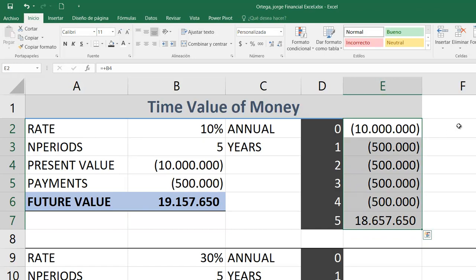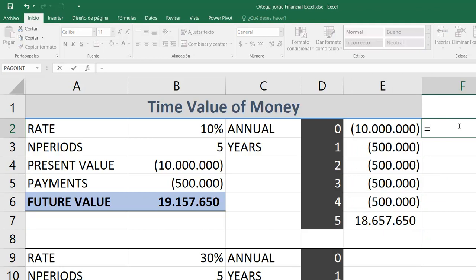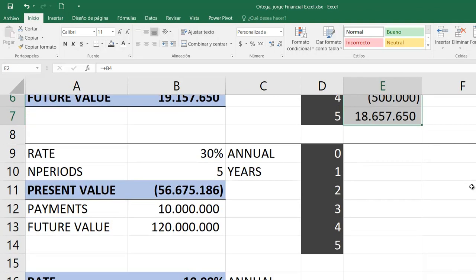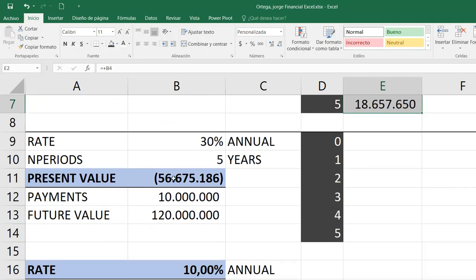So just to check this is right, let's use the IRR formula, and we select all the cash flow, and we notice that it's exactly right. So it's 10%, it's 10% here, so this is the net cash flow. Let's go with the next one, which is called present value.